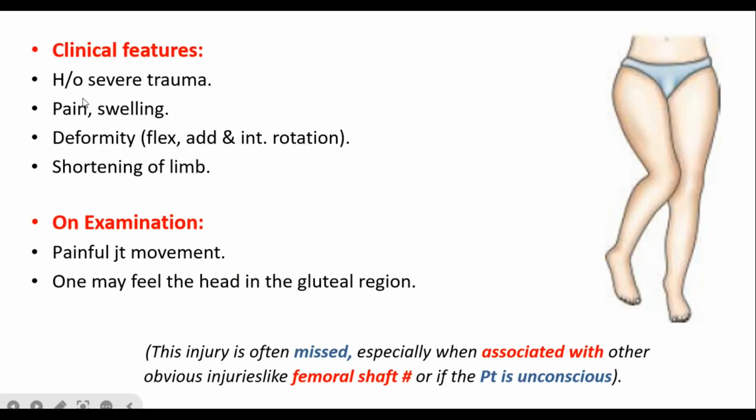Clinical features. The patient will give the history of severe trauma or a severe road traffic accident. There will be pain and swelling in the region of the hip joint. You will see that the patient has a deformity. As you can see here in the image, the hip joint will be flexed, adducted and internally rotated. At the same time, there will be shortening of the limb. So this is the picture with which the patient will come to the doctor after the posterior dislocation of the hip. On examination, the doctor will notice that all the movements of the hip joint are painful. The doctor may feel the head in the gluteal region when the examination is done. So this is all about examination.